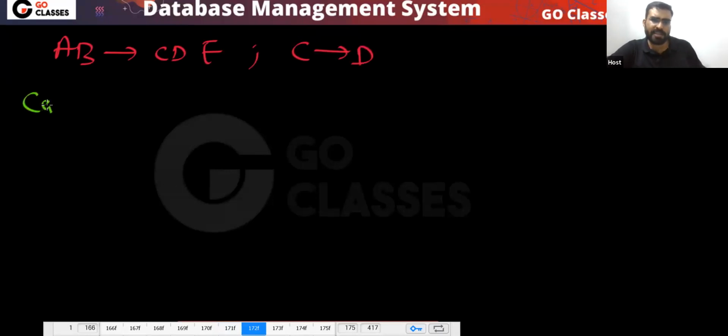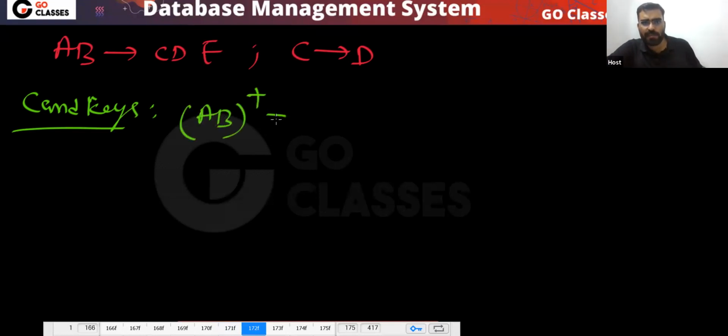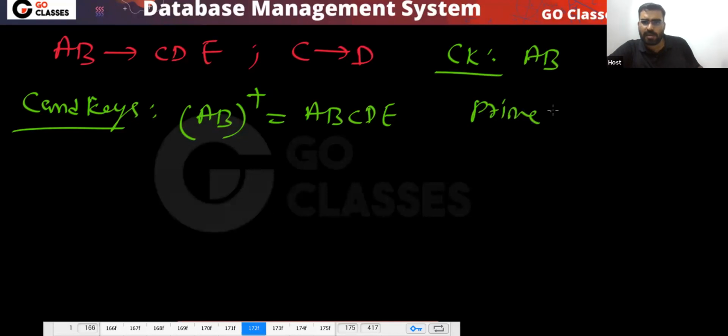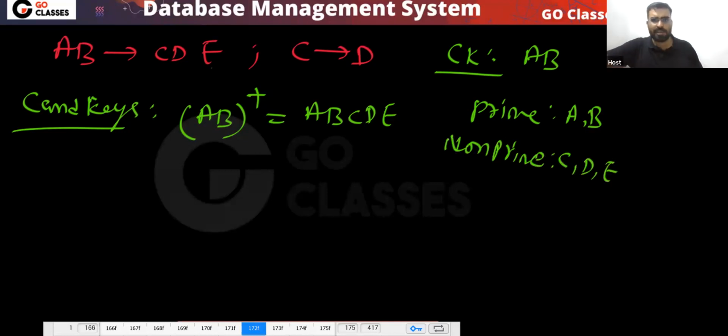Now find what are the candidate keys. You can notice AB is not on the RHS anywhere. So AB plus will be ABCDE. So the only candidate key is AB. What are the prime attributes? Prime attributes are A, B. What are the non-prime attributes? The non-prime attributes are C, D, E.